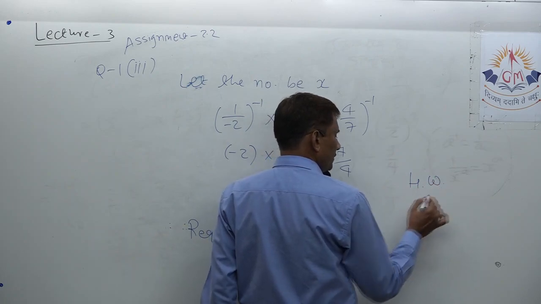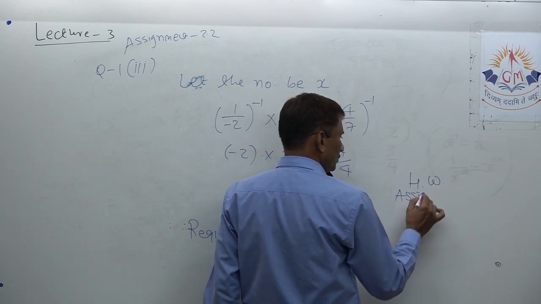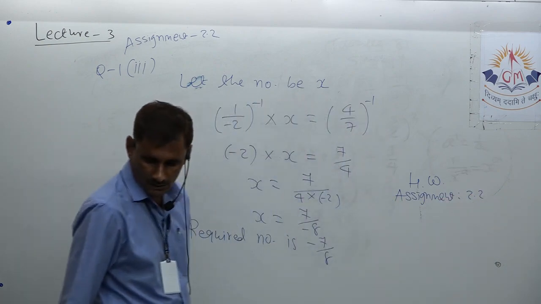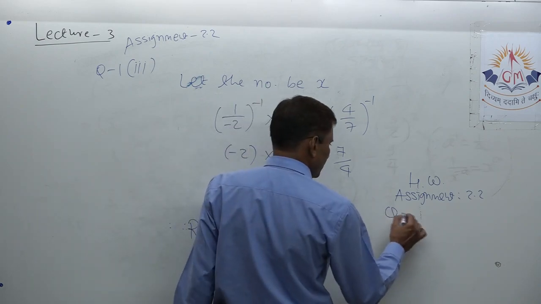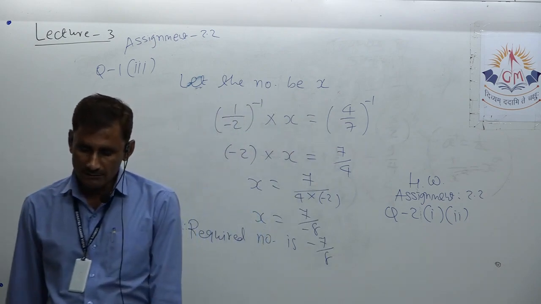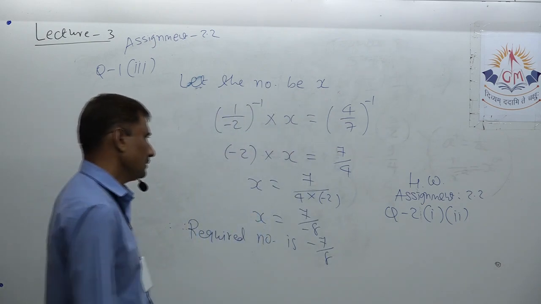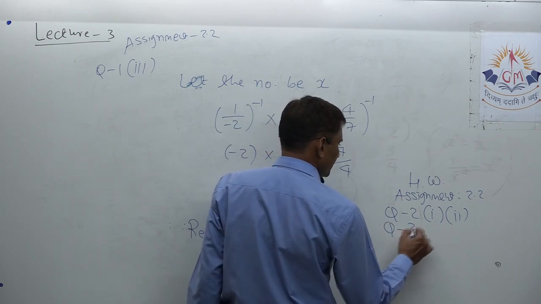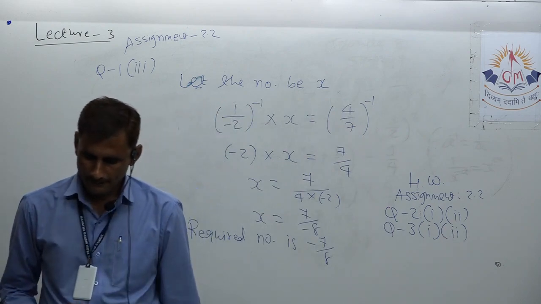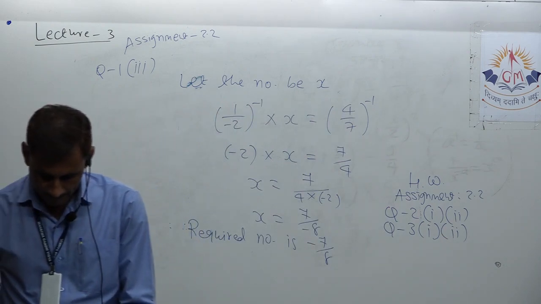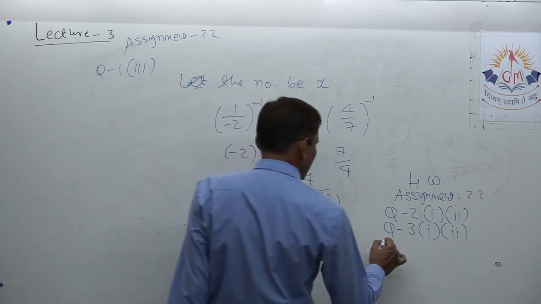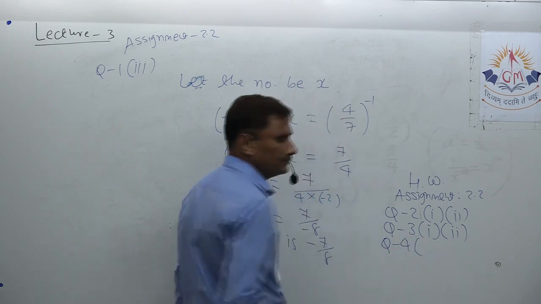We are in assignment 2.2. Main question number 2, both ones are homework. Now the same types of sums are in question number 3 also. So again question number 3, the whole question is homework. Again the same type of questions are there in main question number 4 also.